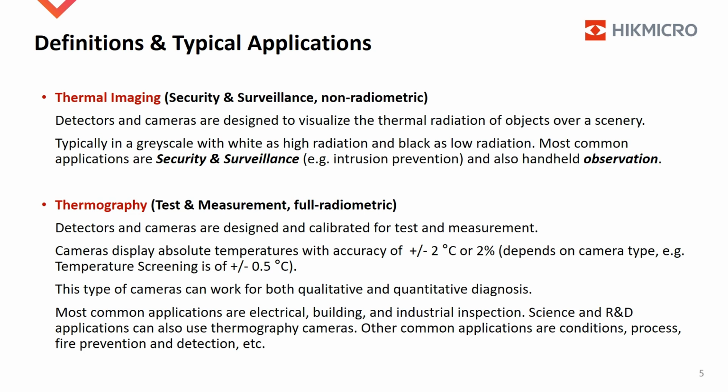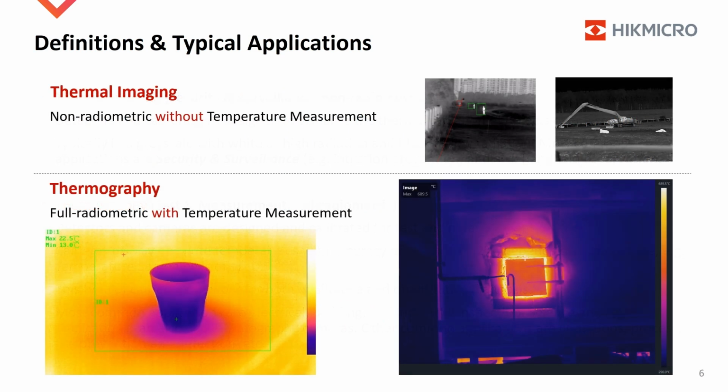The most common applications are electrical, building and industrial inspection. Science and R&D applications can also use thermography cameras. Other common applications are condition monitoring, process, fire prevention and detection, etc. Let's have a look at their typical applications. The thermal detector in the camera can sense the radiation difference in the field of view. Therefore, a thermal camera can both image at a specific moment and continuously image for long-term observation.